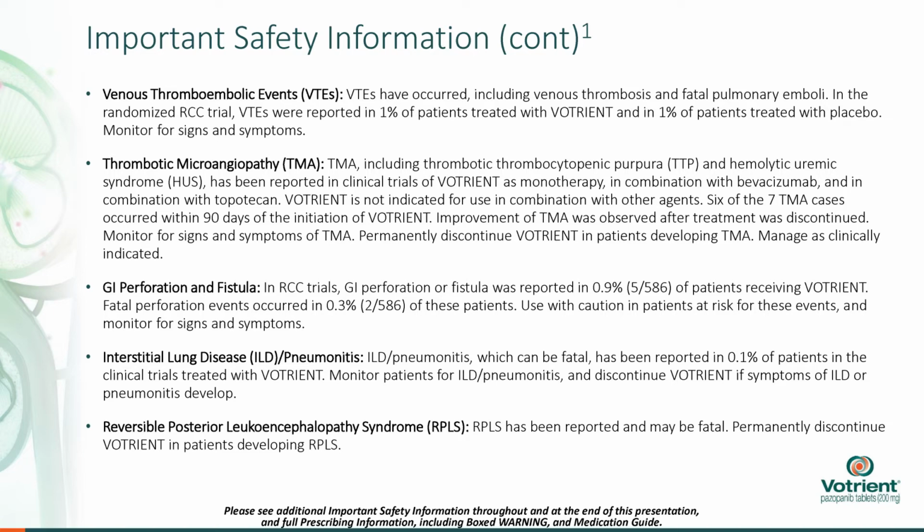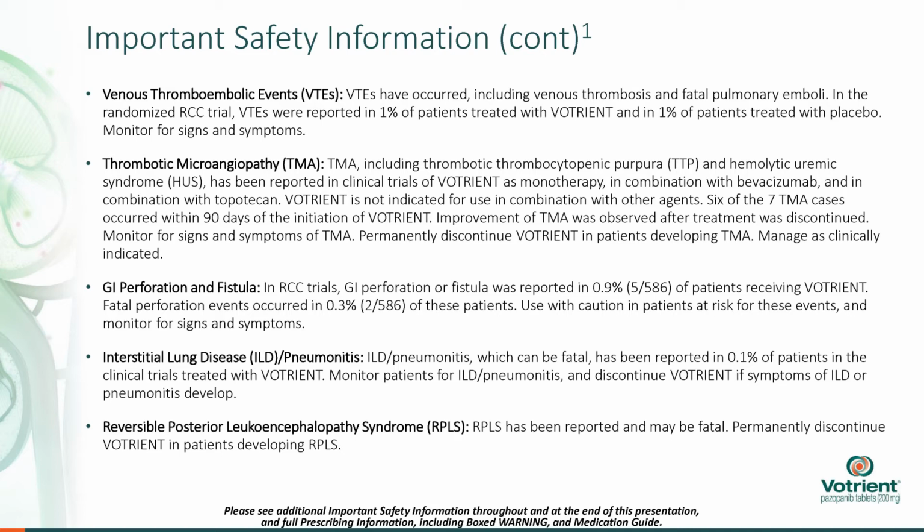Thrombotic microangiopathy, TMA. TMA, including thrombotic thrombocytopenic purpura or TTP and hemolytic uremic syndrome or HUS, has been reported in clinical trials of Votrient as monotherapy, in combination with bevacizumab, and in combination with topotecan. Votrient is not indicated for use in combination with other agents. 6 of the 7 TMA cases occurred within 90 days of the initiation of Votrient. Improvement of TMA was observed after treatment was discontinued. Monitor for signs and symptoms of TMA. Permanently discontinue Votrient in patients developing TMA. Manage as clinically indicated.